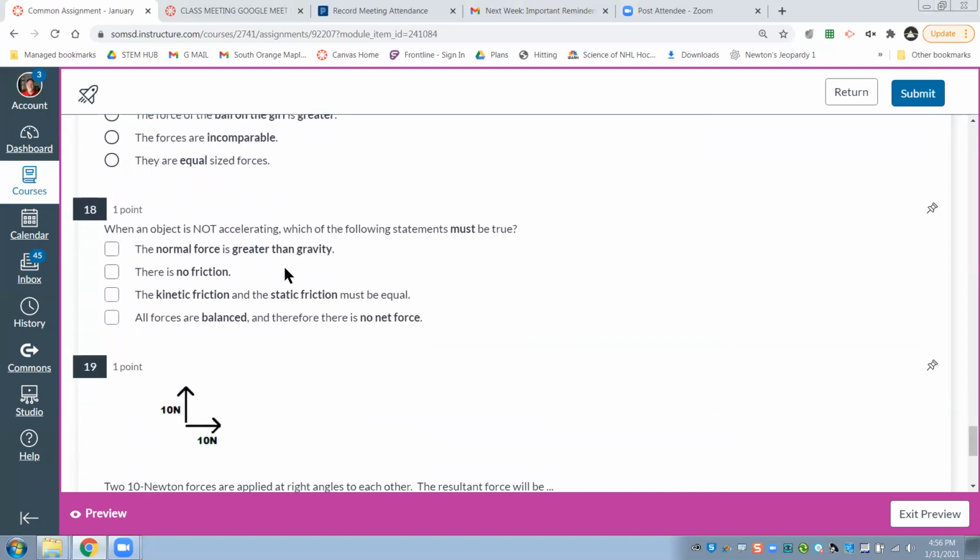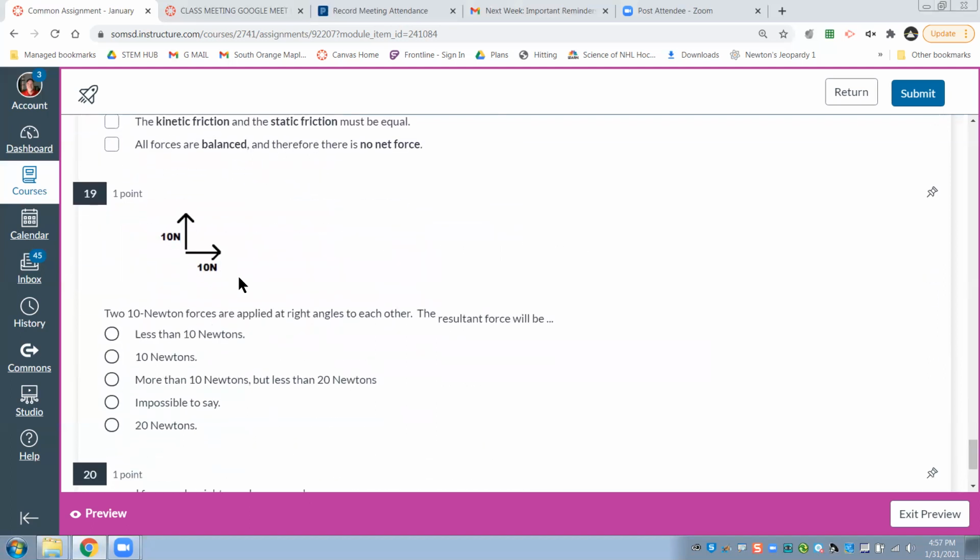Number 18, when an object is not accelerating, which of the following must be true? Well, no acceleration means no net force. And no net force means all forces balance.